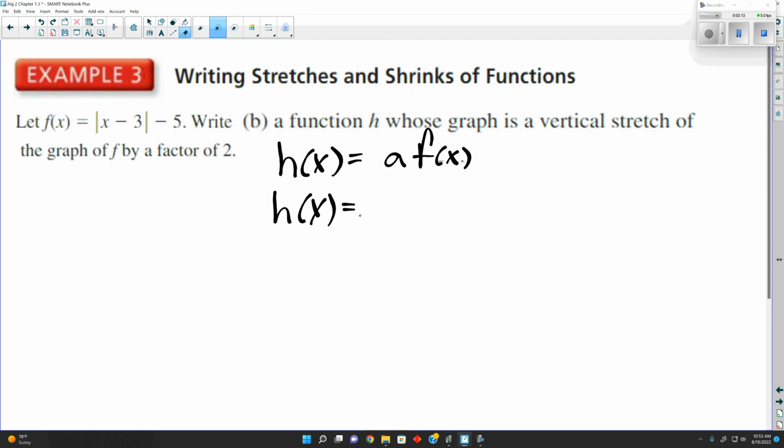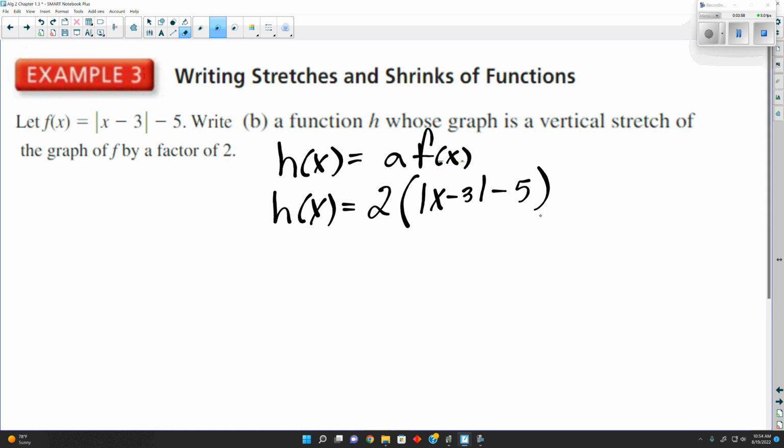And in this case here, our stretch or shrink's value is going to be what? A number, which is? Because we're stretching this graph by a factor of 2. So we're going to put 2 in place of a. Now we'll replace the function f of x with what they gave us. So the absolute value of x minus 3 minus 5. Any questions on this here so far?